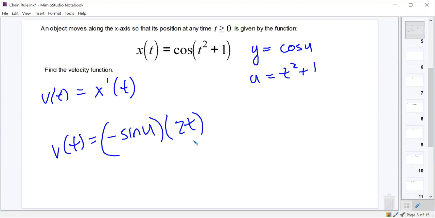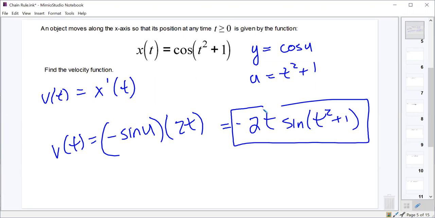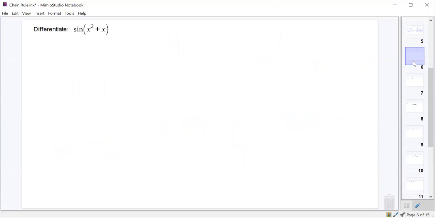And so what is our velocity function? It is negative 2t sine t squared plus 1. Good or no? All right, you guys do this one on your own, and then we'll check and make sure you got it correct.